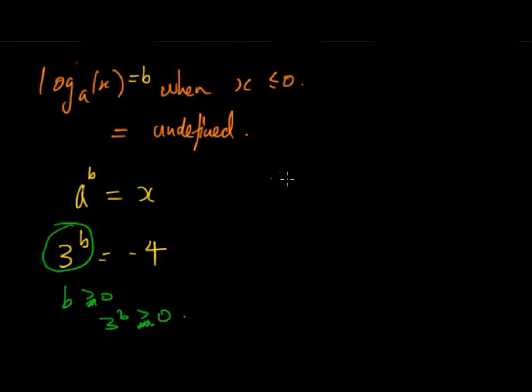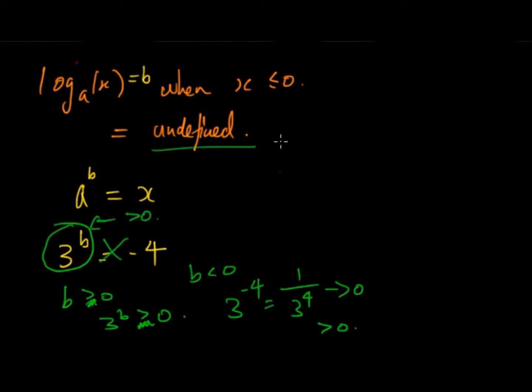And then if b is negative, then we have 3 to the negative a number, so let's say negative 4, and that's equal to 1 on 3 to the 4. So it's going to approach 0, but it's still going to be greater than 0. So no matter what, this number here is always going to be greater than 0. So that means it can't equal negative 4, so it's undefined.